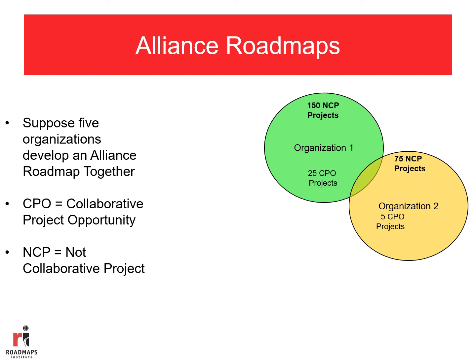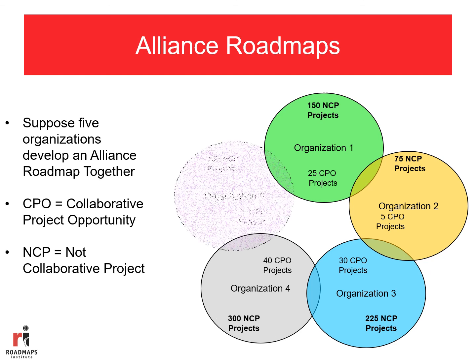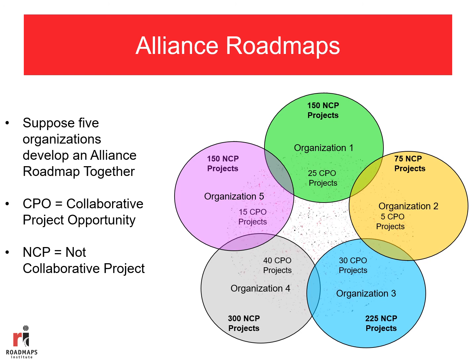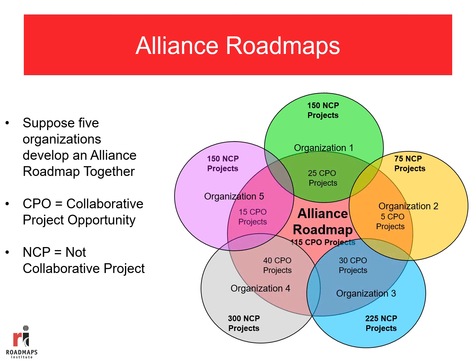Similarly, Organization 2 is going through the same type of effort, as are Organizations 3, 4, and 5. So in this case, we have 5 different alliance members in this particular alliance, and we can see that our alliance roadmap is the combination of all these CPO projects that each organization is working on. By the way, when I say 25 CPO projects for Organization 1, we're assuming that Organization 1 is the lead on that particular project, and that's why it's listed with their organization. Other organizations might be working with them, but every project needs to have one lead manager.